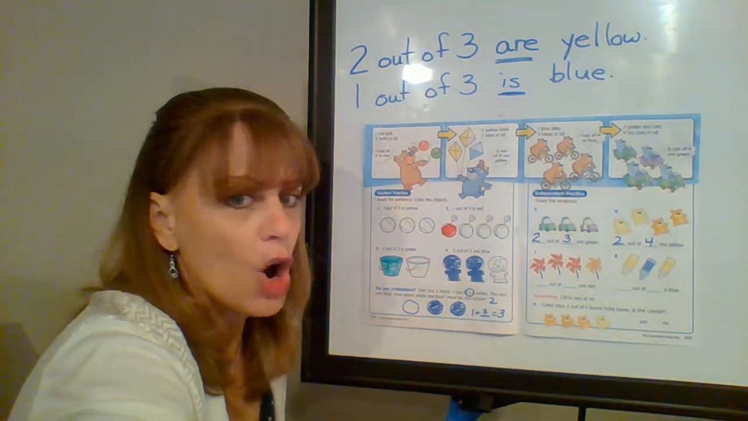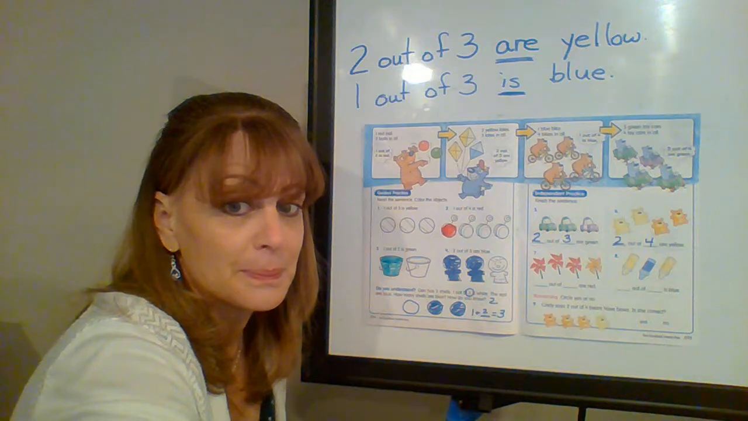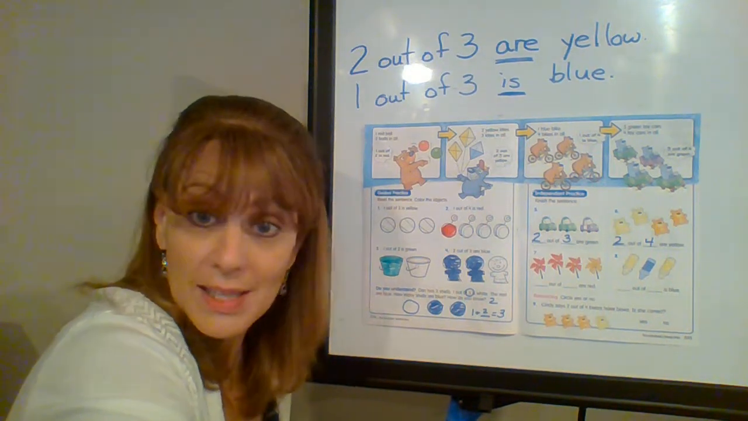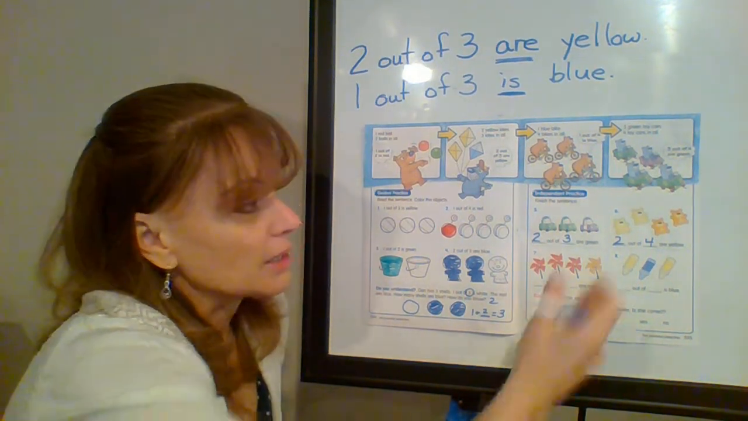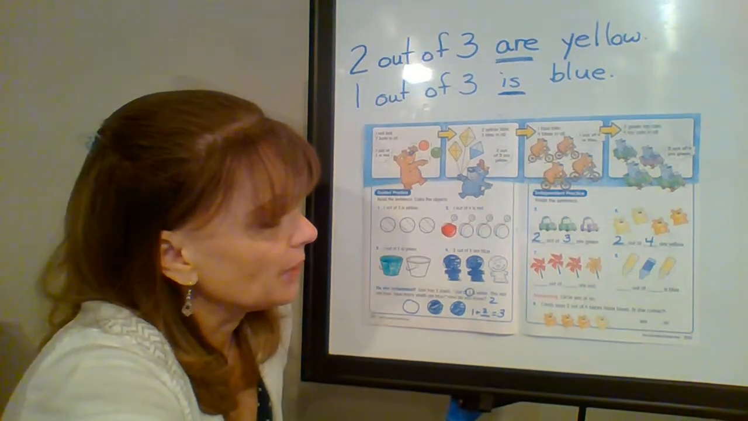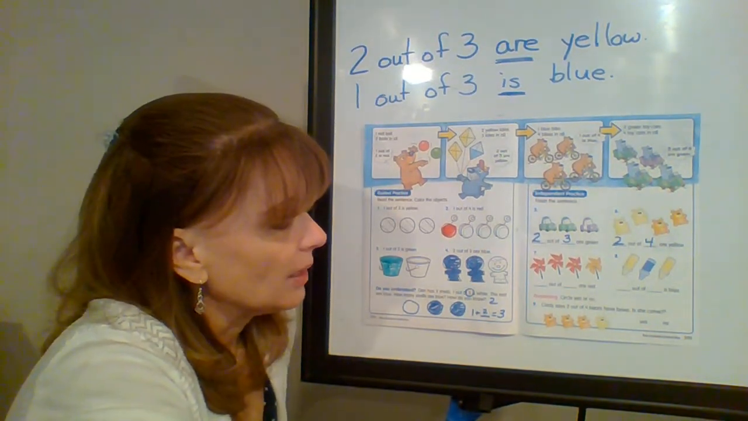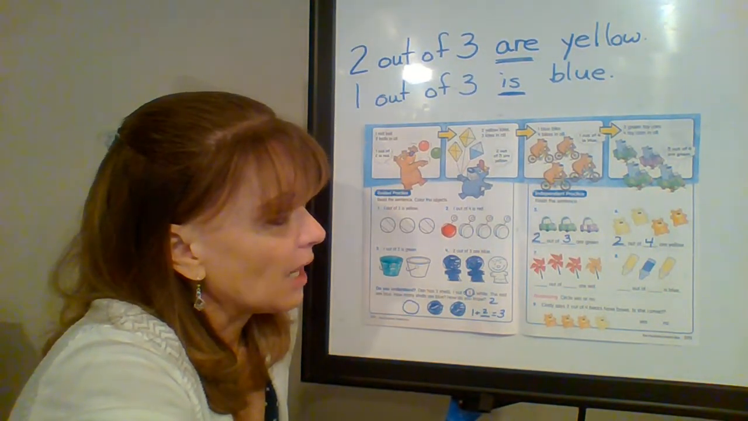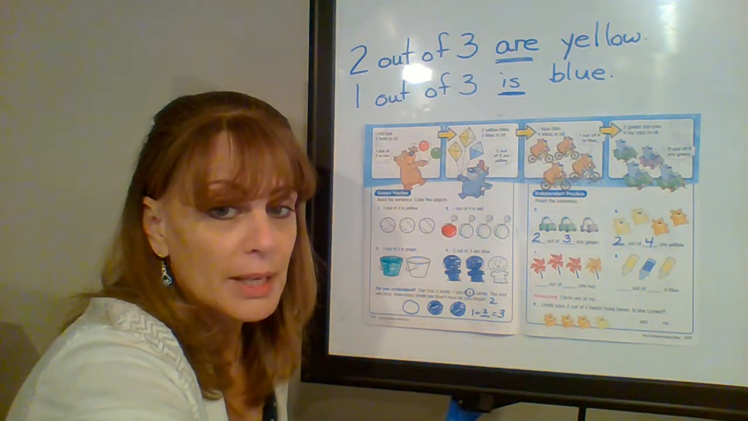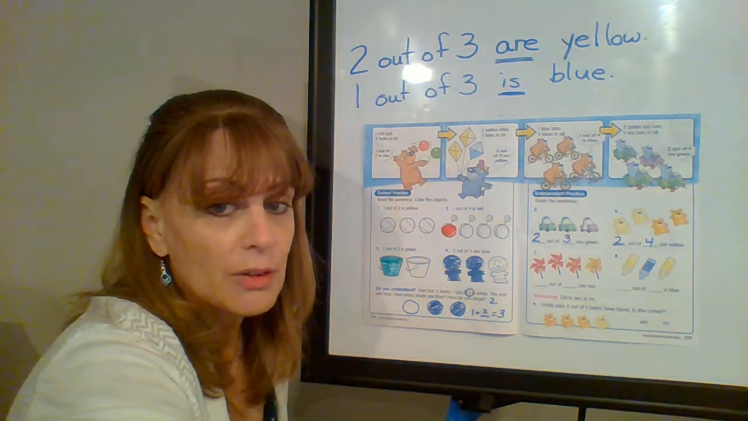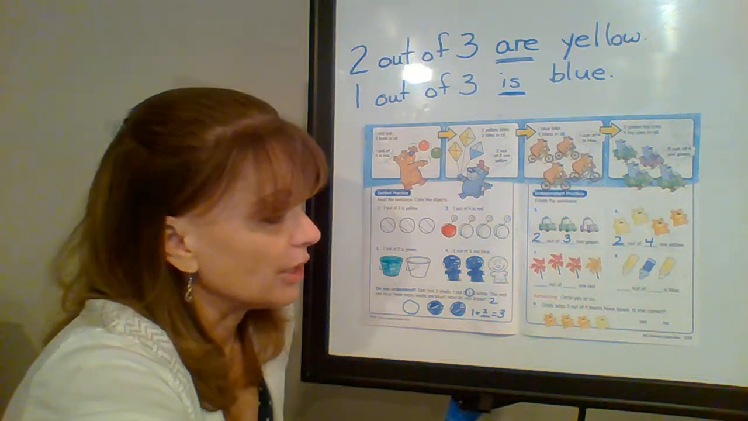What if it had said orange? What would you have written? Oh, you'd have written the same thing because 2 are orange and 2 are yellow. All right. Number 7, blank out of blank are red. Go ahead and do that one by yourself.